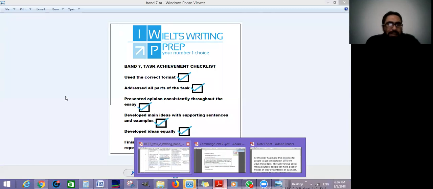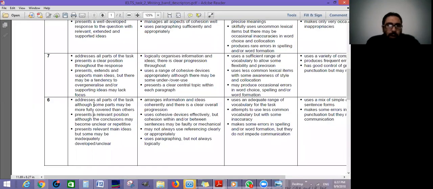So here at band 6, it says some parts may be more fully covered than others. I'm not saying all examiners are like that, but some examiners might see one idea with lots of supporting ideas and examples, and one idea with only one, and interpret this part of the band descriptors as meaning that one was more covered than the other. So I always tell people to avoid that and try to keep body paragraphs similar in number of supporting ideas, examples, and so on, just to avoid any issues.